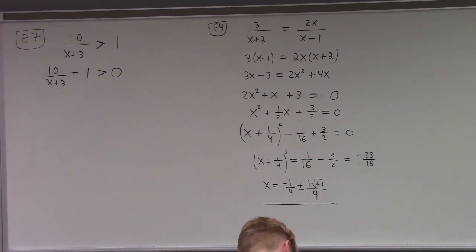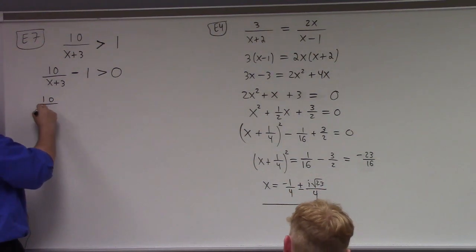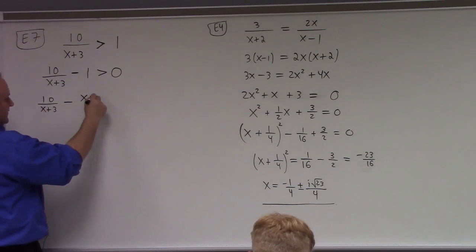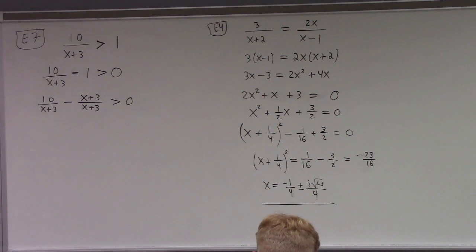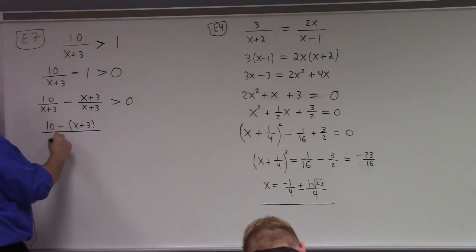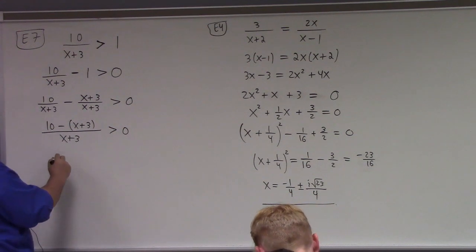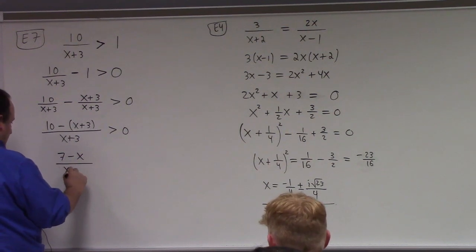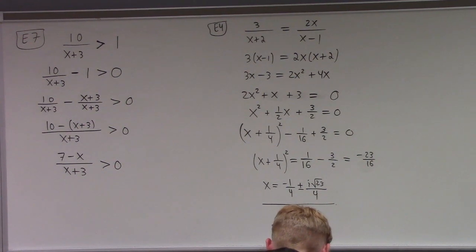And then we need to make a common denominator. So how do I change a minus 1 to an x plus 3 kind of fraction? I do what? Yeah, minus x plus 3 over x plus 3, right? That's how to rewrite 1 as a fraction with the same denominator. Now I can do the subtraction. I have 10 minus parentheses x plus 3. Don't forget to distribute the minus, which is actually 7 minus x over x plus 3 greater than 0. Now we're back to the same kind of starting point as my previous example. We can do this, all right?